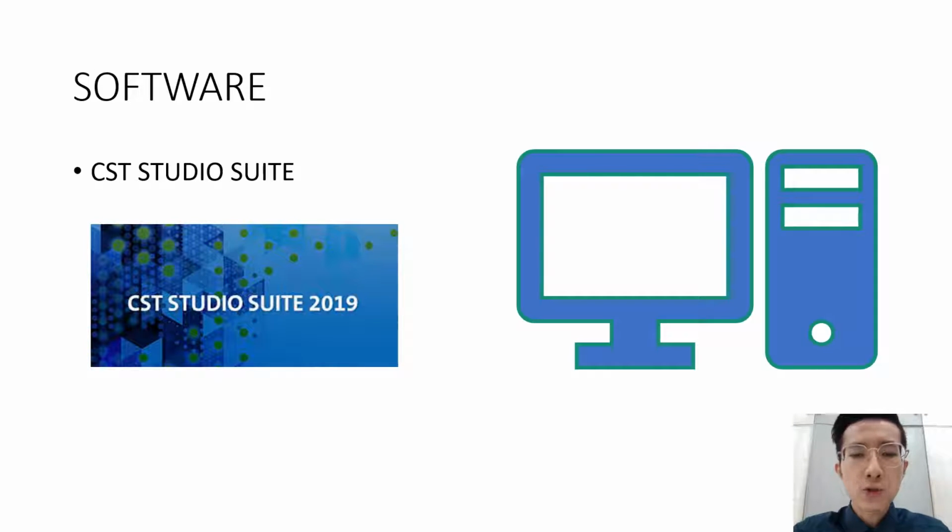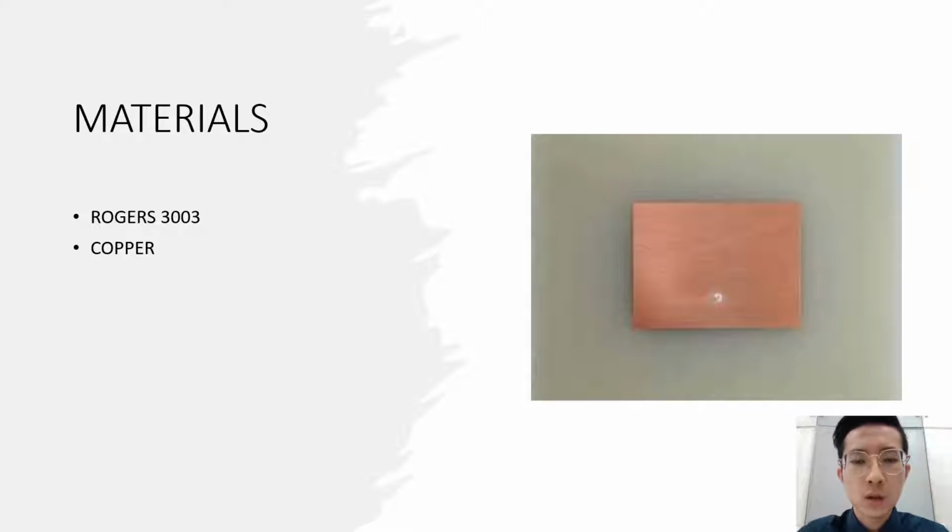The software used to design the antenna is CST Studio Suite. What is the material for designing the patch, substrate, and ground? The Rogers 3003 is used as the substrate material. The copper is used for the patch and the ground plate.